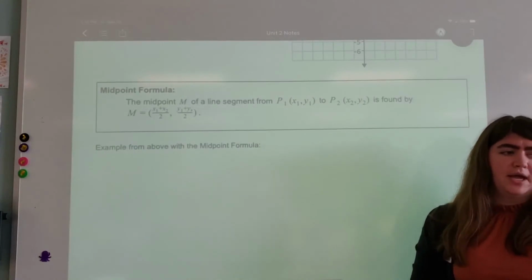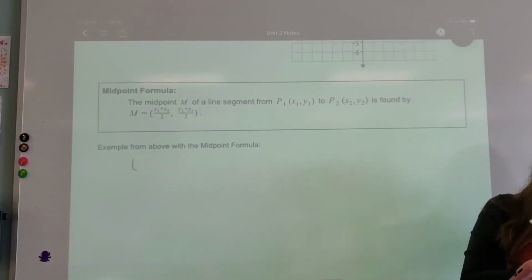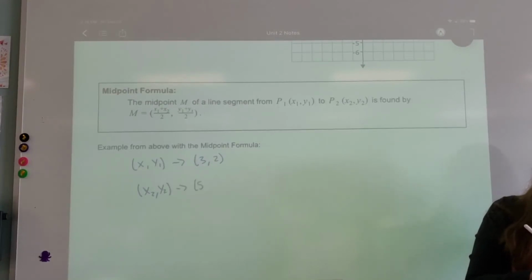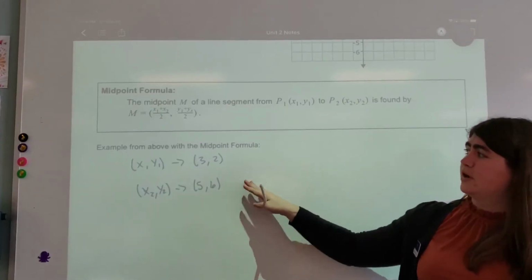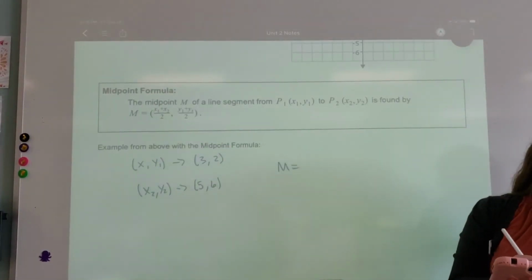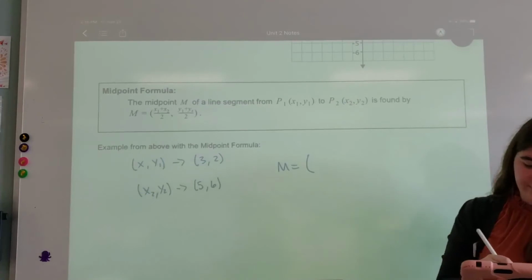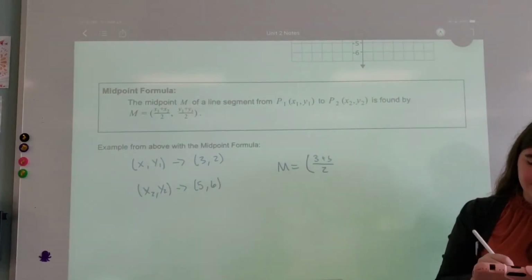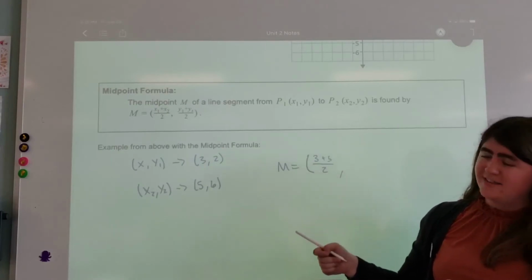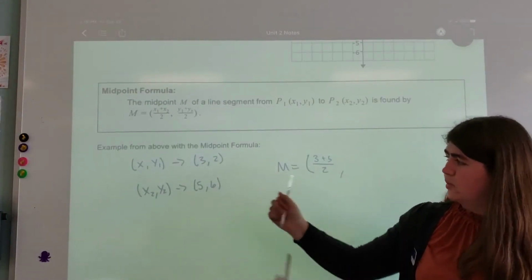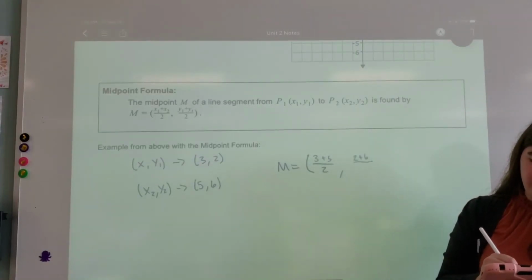So in the example above, we had these points. I'm going to call this (x1, y1), which was at the point (3, 2), and my (x2, y2) was at the point (5, 6). So now I take these points and I'm going to plug them into this formula. So I have M is equal to, starting with my x's, x1 plus x2, so I have 3 plus 5 divided by 2. And my second coordinate will be my y's added together divided by 2. So I have y1 plus y2, 2 plus 6 divided by 2.